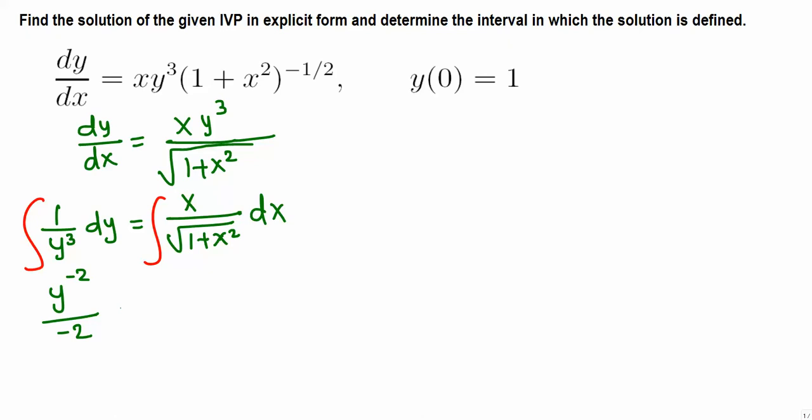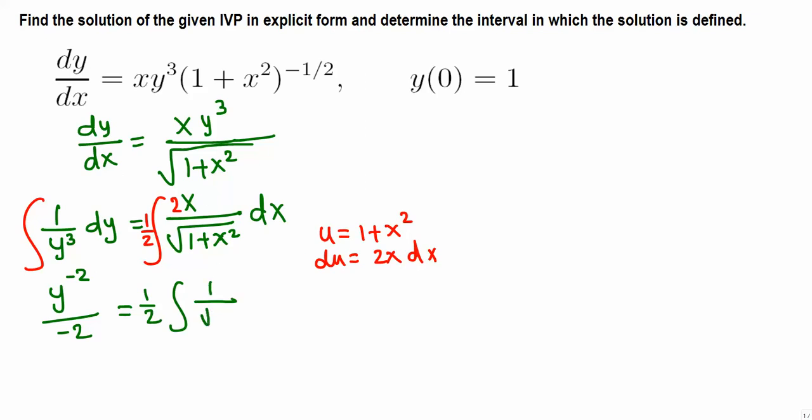Using the power rule, equals, here we need to do a little u substitution because the derivative of 1 plus x squared is 2x, but we don't have 2x, so we can always multiply by 2 and divide by 2. We are saying u is 1 plus x squared, then du will be 2x dx. Then we get 1/2 outside, 2x dx, that's du, so this will be 1 over the square root of u du.